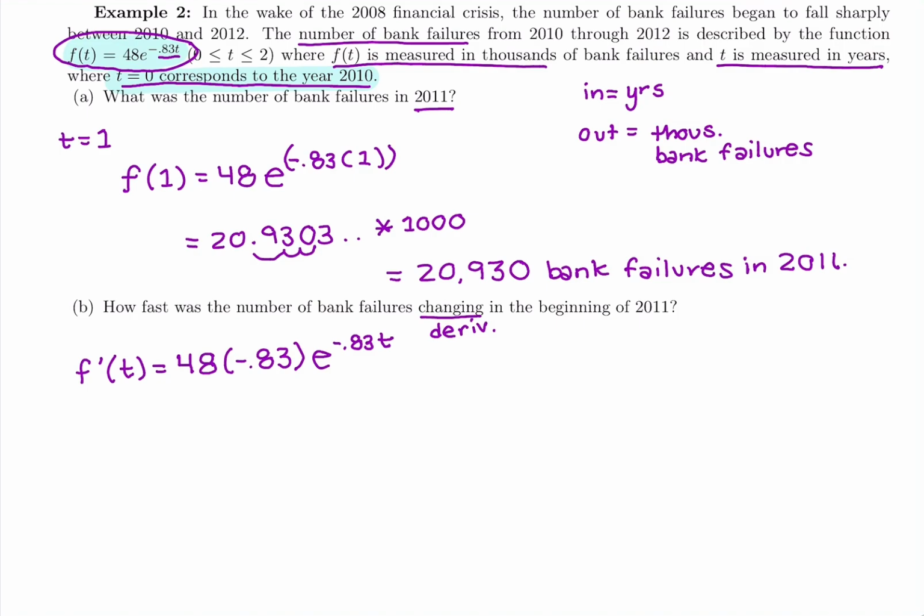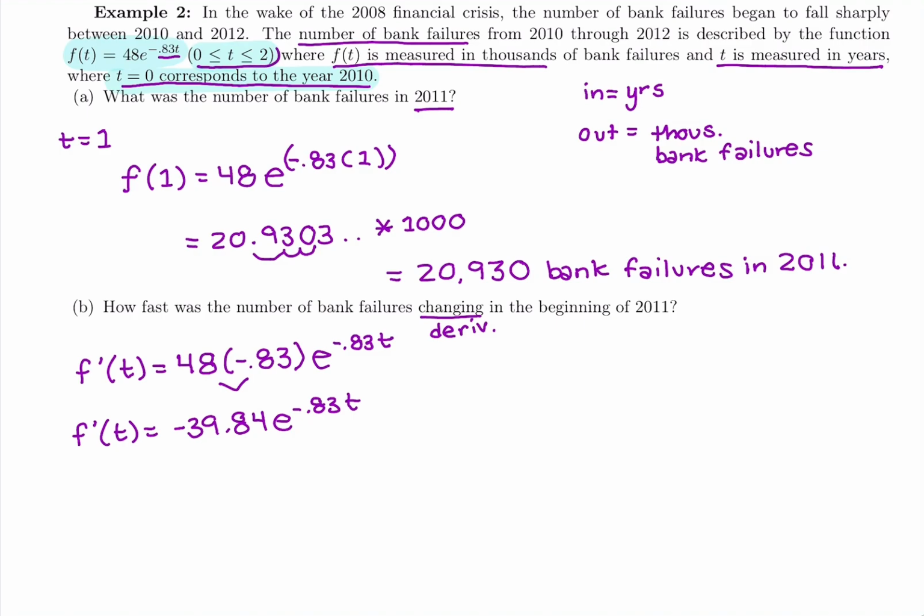And now I can multiply these numbers out if that makes it faster to plug into your calculator. You don't have to, but it could help. 48 times negative 0.83 is negative 39.84 e to the negative 0.83t. There we are measuring instantaneous rate of change. So we can plug in any year. Of course, this is given on this little interval here from 0 to 2 years.